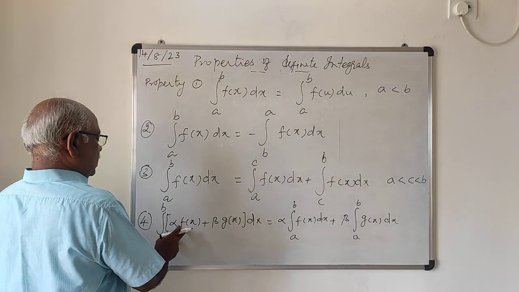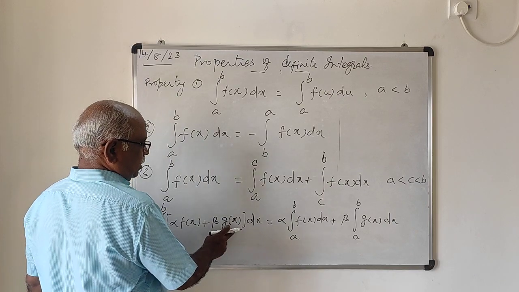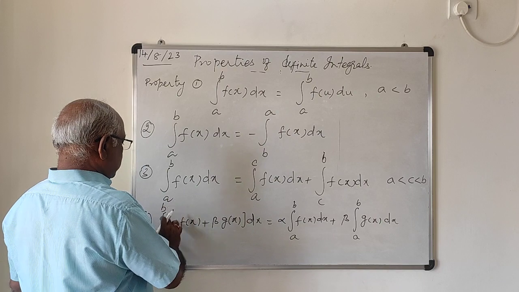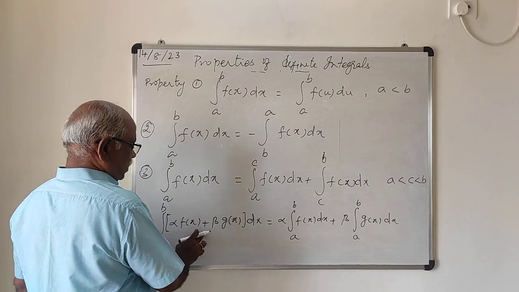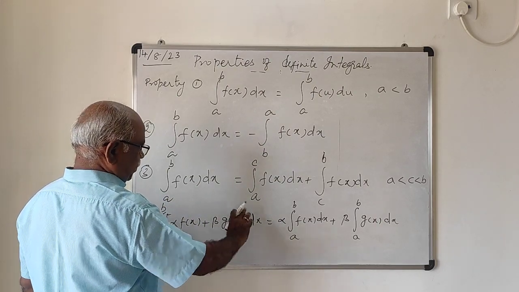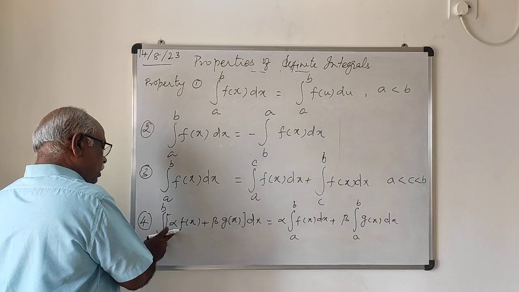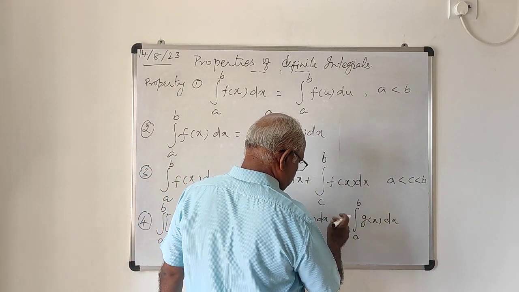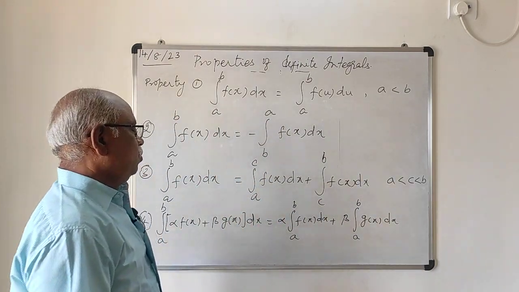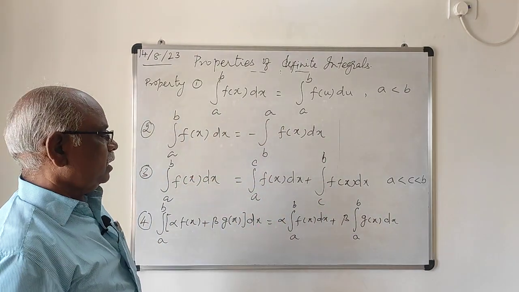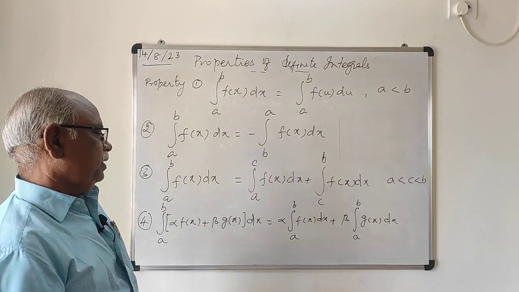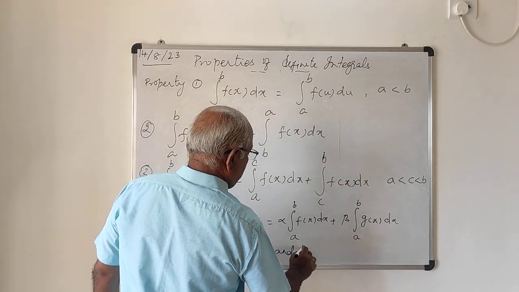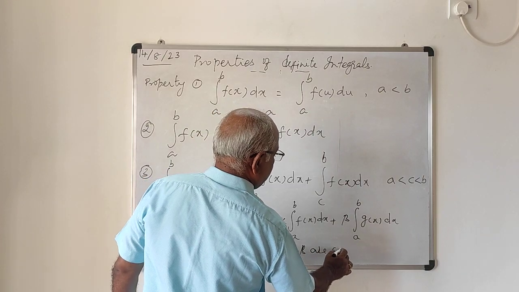So f of x is multiplied by a constant alpha and g of x, the function, is multiplied by a constant beta. This integral a to b of alpha into f of x plus beta into g of x dx is split into two integrals by taking the constant alpha out of the integral and beta is also taken out of the integral. You will get alpha into integral a to b f of x dx plus beta into integral a to b g of x dx, and alpha and beta are constants.